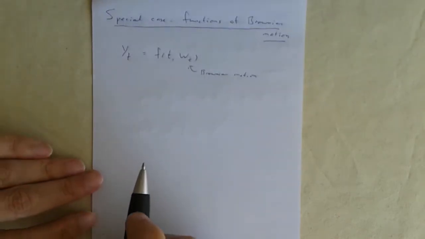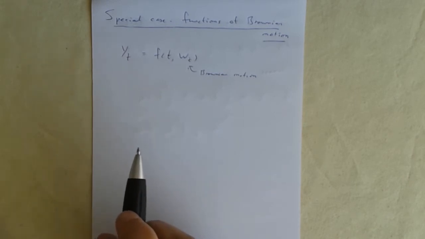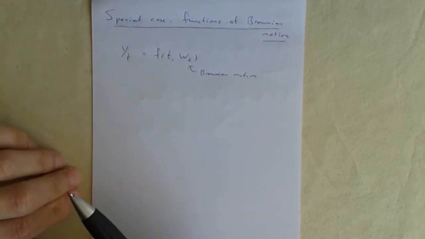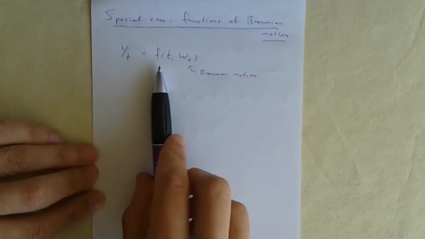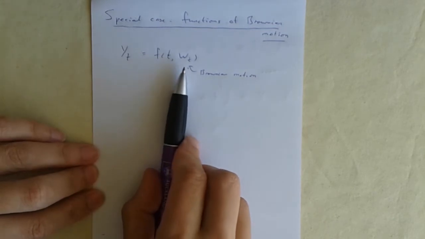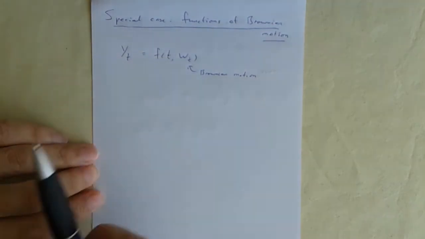One special case of Ito's lemma that comes up quite a lot is where you just have a function of a Brownian motion. We do that so frequently that it's worth writing this down separately. What if you have a y_t that is just a function of some w_t, which is a Brownian motion, and perhaps also separately a function of time?